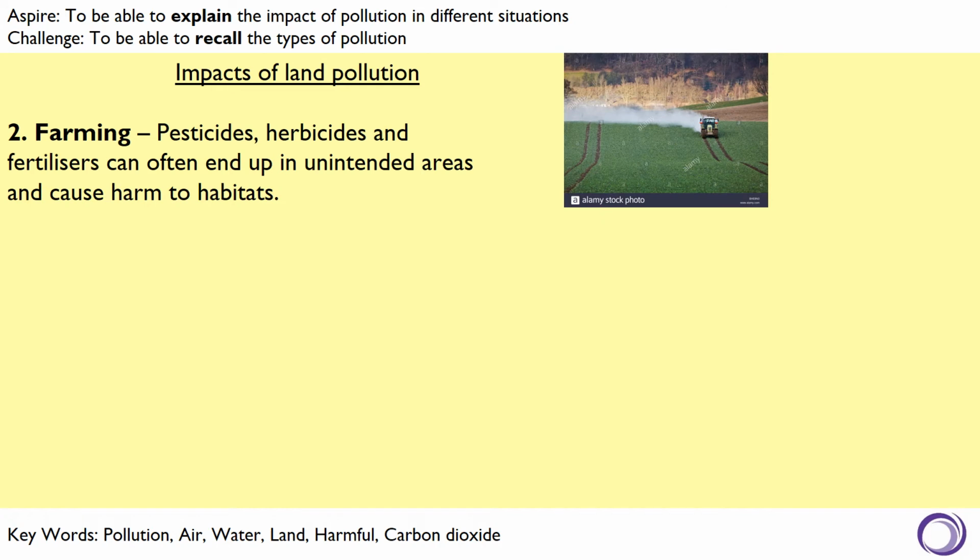Farming is a cause of land pollution due to their use of pesticides and herbicides, and if they end up in unintended areas, they can cause harm to the habitats and the animals living in those habitats.